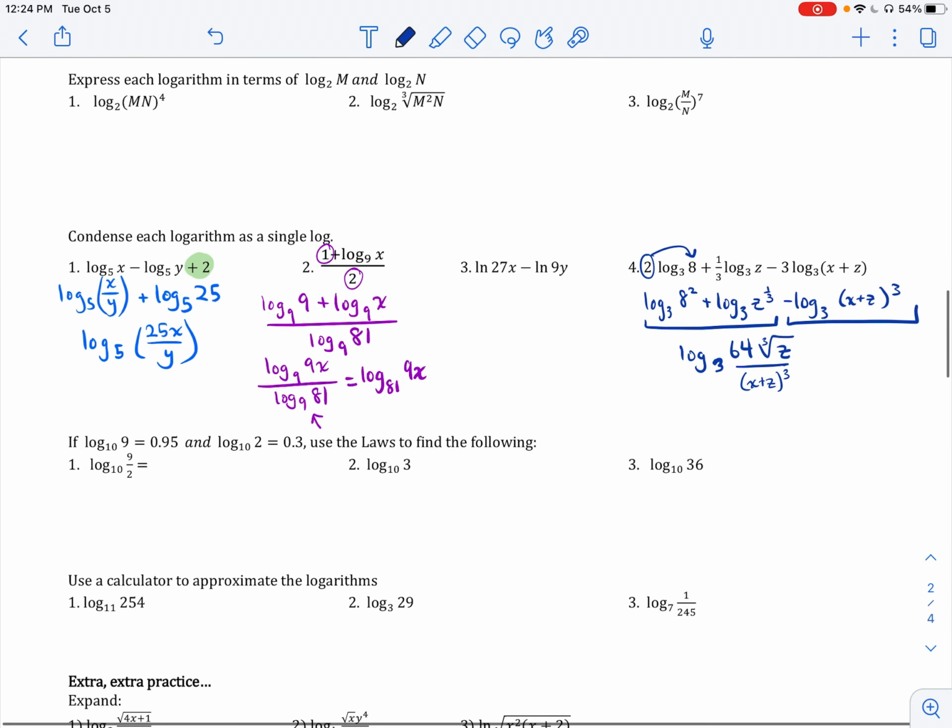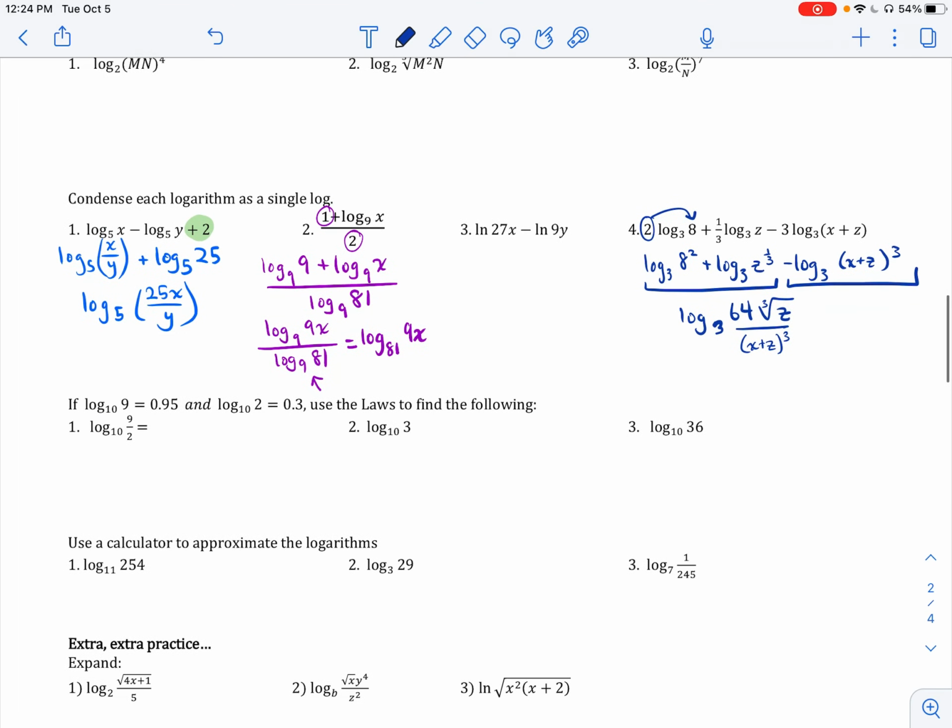All right, so hopefully this has helped, and make sure that you also watch my video on the change of base formula to make sure that you are solid with that as well.